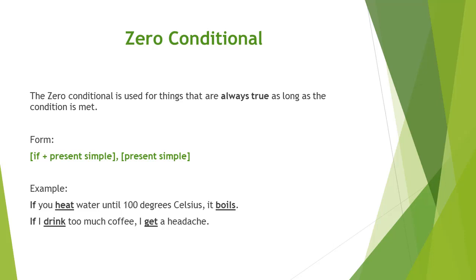So the zero conditional is used for things that are true as long as the condition is met. We have the form right here. We need if, then we need the present simple and another sentence using the present simple. The condition right here has to be true. So we have the example: if you heat water until 100 degrees Celsius, it boils.